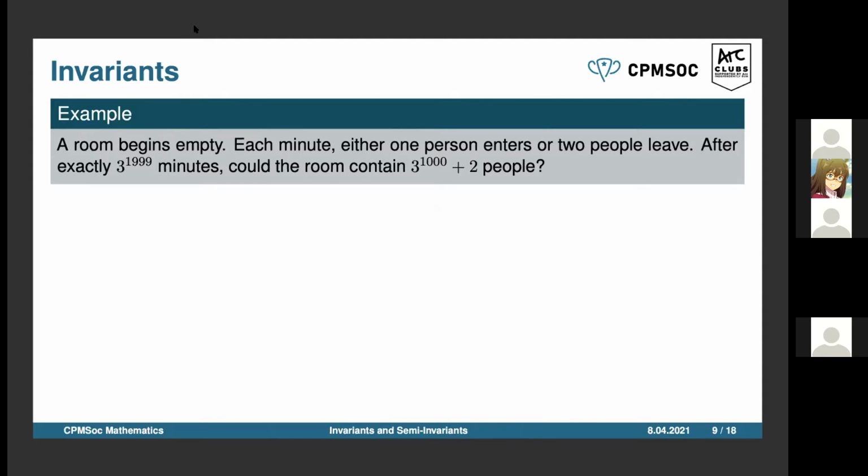So as I just said, we will be looking at the room after every 3 minutes. So each minute, either 1 person enters or 2 people leave. So let's say we have n people in the room initially. After a minute, there will either be n plus 1 people or n minus 2 people, right? And if we look at every 3 minutes, you can either have +1, +1, +1, or +1, +1, -2.